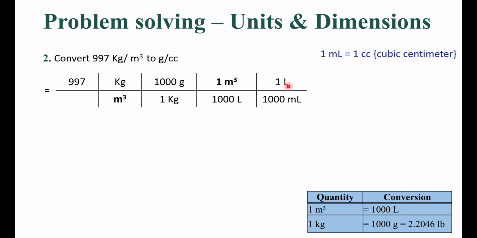1 liter of solution has 1000 ml of solution. 1 liter of any liquid will have 1000 ml. Hence I have to cancel liter. So I am writing liter in the numerator, and in the denominator I am writing the respective ml term. So 1000 ml. Now we filled all the data.